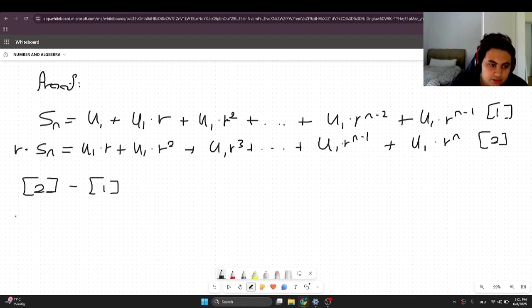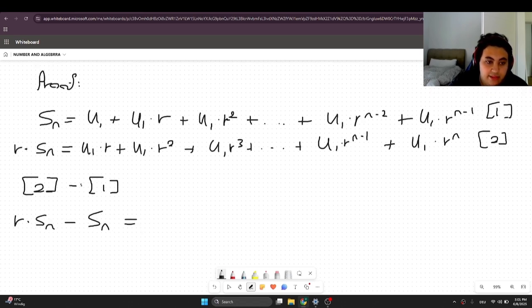Sequence 2 starts with r times Sn minus Sn. Then all of this will be minus all of that, right? So u1 minus, obviously this sequence over here matches with this entire sequence as well. The only terms that stand out are in this case u1 and u1 times r to the power of n.